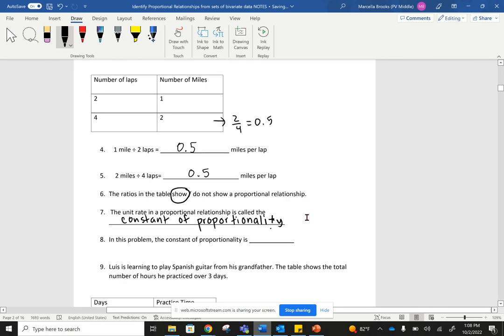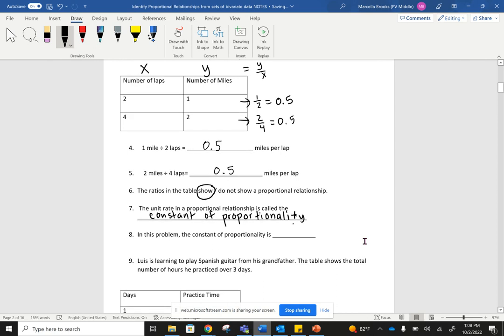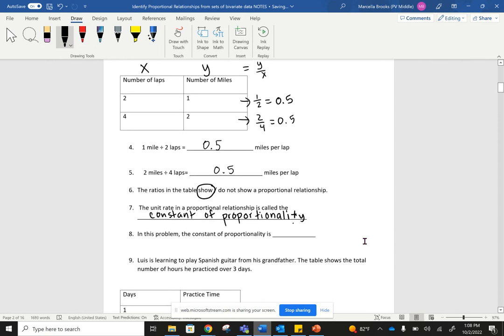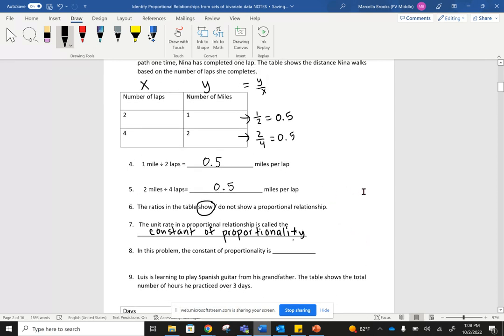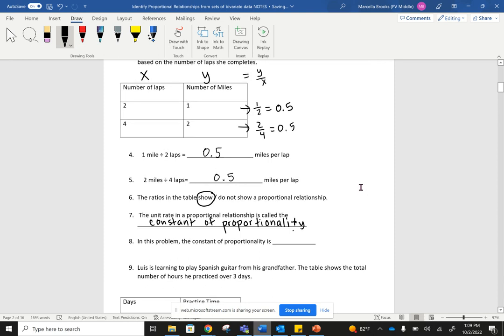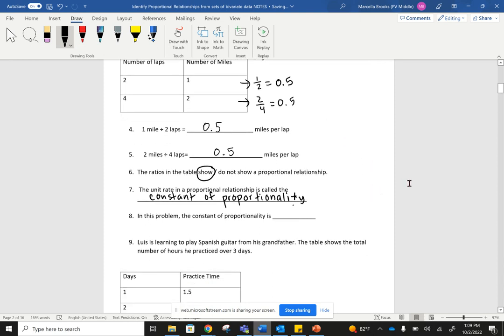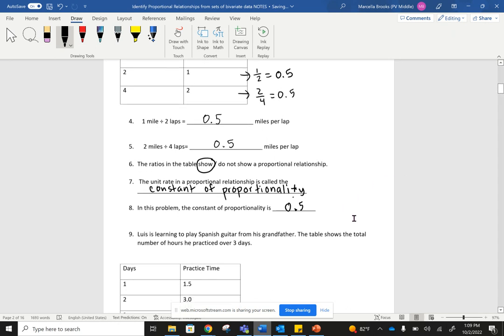So the unit rate in a proportional relationship is called the constant of proportionality. The constant of proportionality in this problem is 0.5. That is the rate of change or the unit rate. The constant of proportionality is how much it's changing each time.